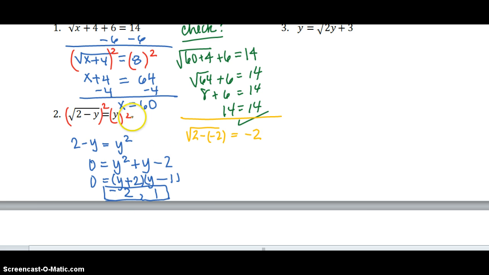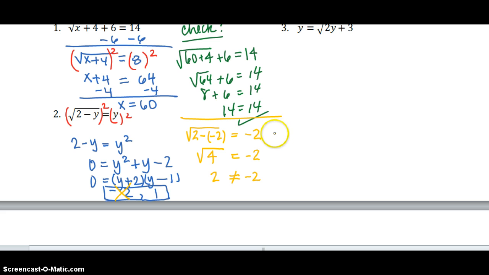So remember, the original problem was not squared. So it's the square root of 2 minus negative 2 equals negative 2. Well, two negatives make a positive, and 2 plus 2 is 4. When I take the square root of 4, I get 2. And 2 does not equal negative 2. So negative 2 is what we call an extraneous solution.